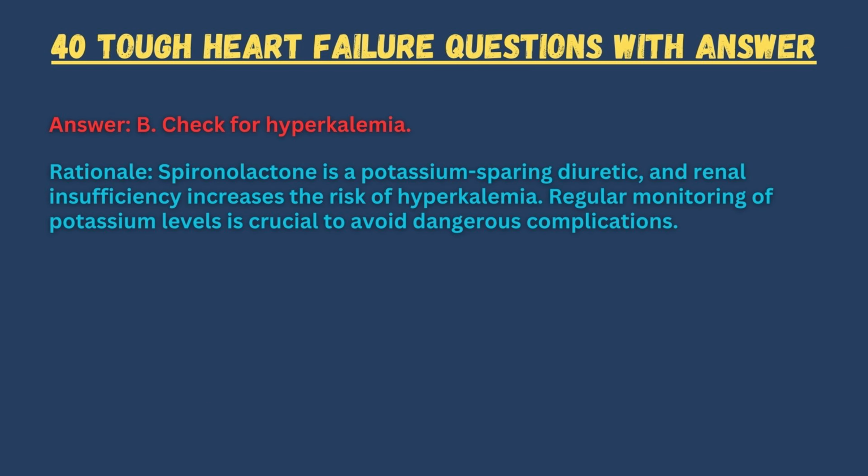Answer. B. Check for hyperkalemia. Rationale: spironolactone is a potassium-sparing diuretic, and renal insufficiency increases the risk of hyperkalemia. Regular monitoring of potassium levels is crucial to avoid dangerous complications.